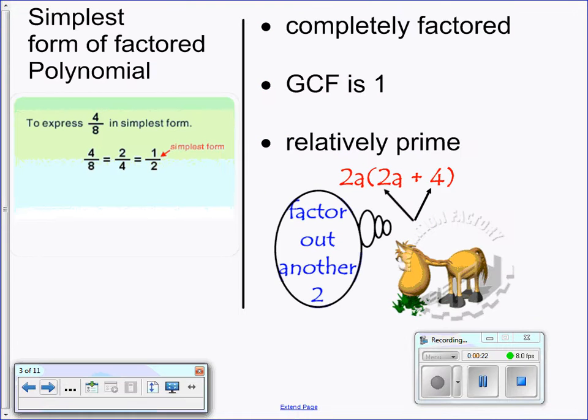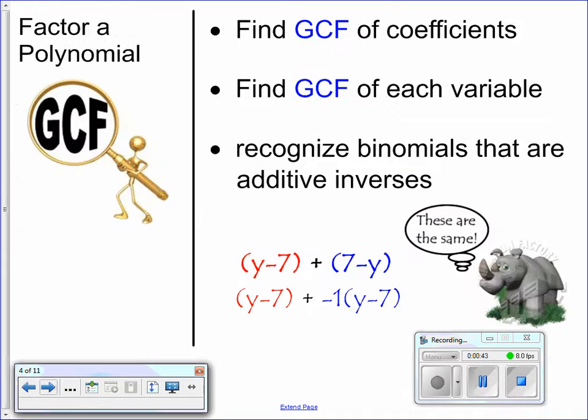So how do we know when it's in simplest form? It needs to be completely factored, meaning the GCF is 1, so it's relatively prime. So on this one, 2a times 2a plus 4, 2a and 4 does not have a GCF of 1. That GCF is 2. So we need to factor out another 2.